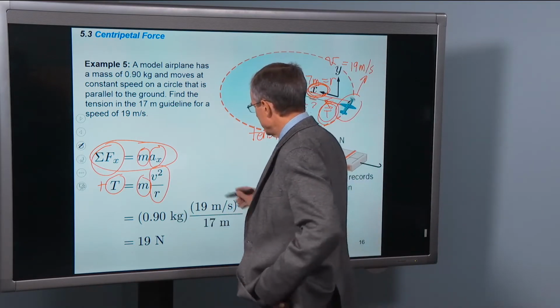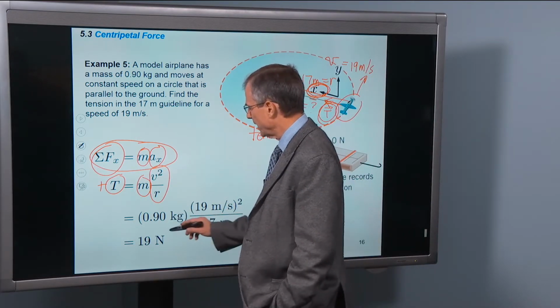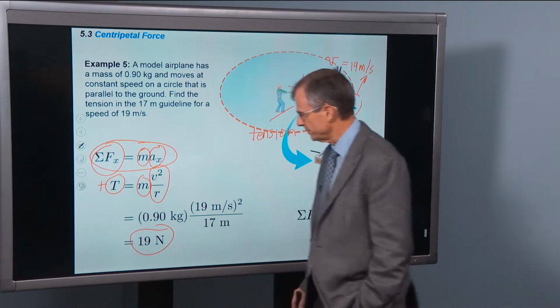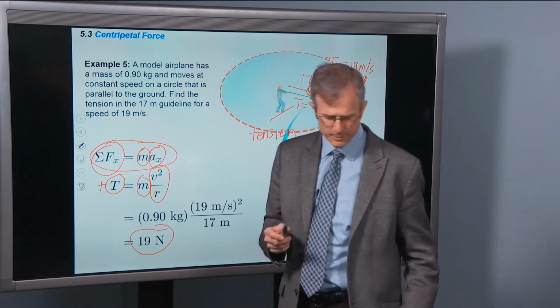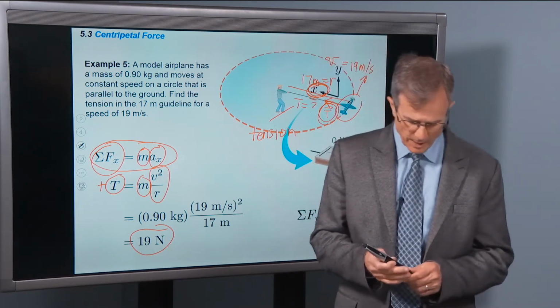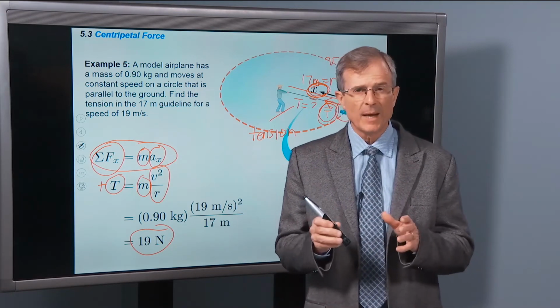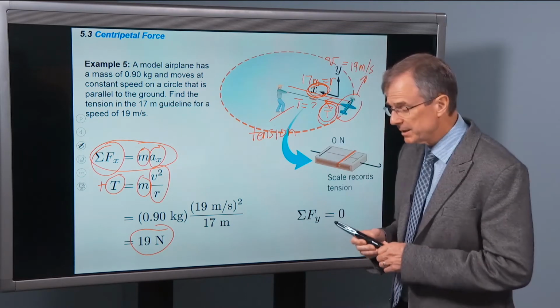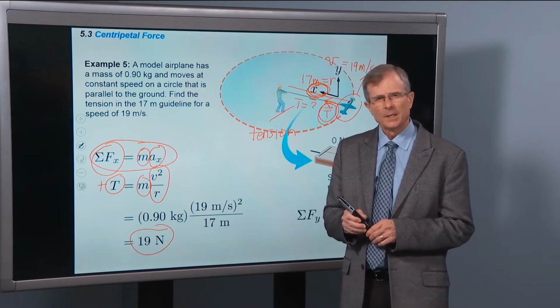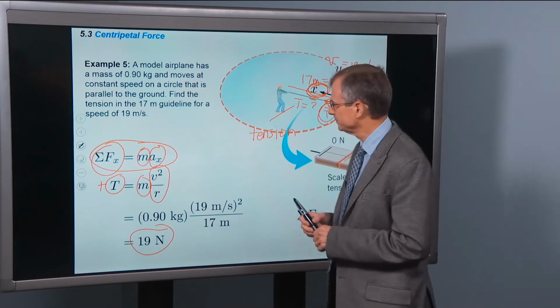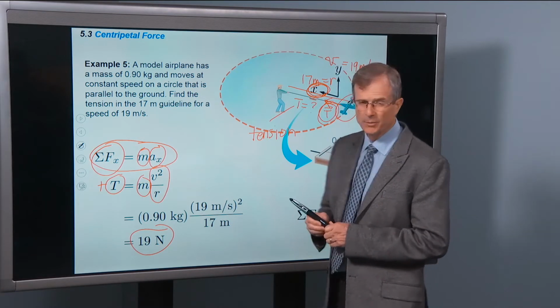Plug the numbers in that we have, 0.9 kilograms, and that gives a 19 Newton tension. Now, some of you might have acquired a bad habit of looking at this in terms of a centrifugal force and thinking about this in a non-Newtonian reference frame.